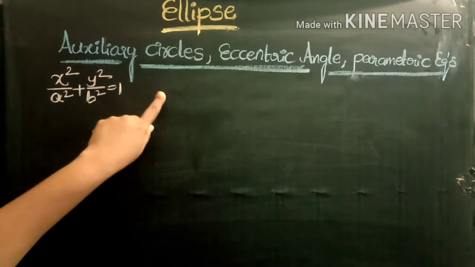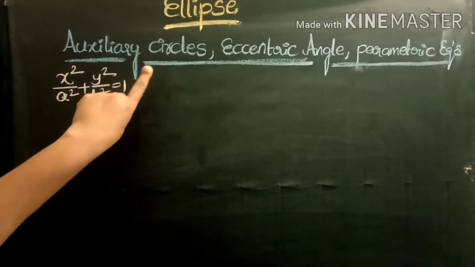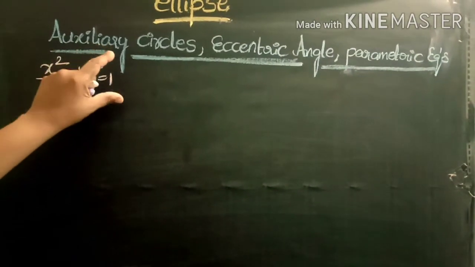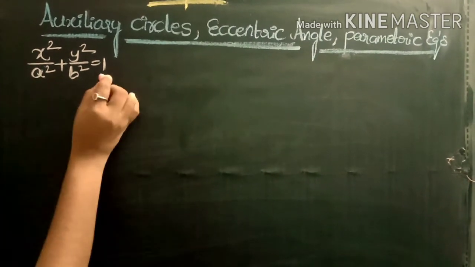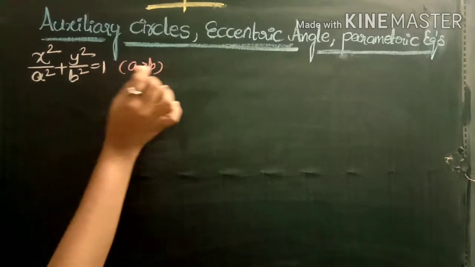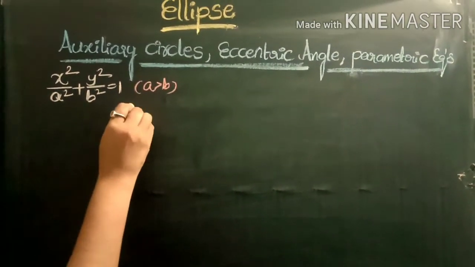The concept is auxiliary circles, eccentric angle, and parametric equations. Auxiliary circle means the circle described on the major axis of an ellipse as diameter is called the auxiliary circle. For example, first we take the equation of the ellipse as x square by a square plus y square by b square is equal to 1, where a is greater than b. In this case, the diagram is like that.